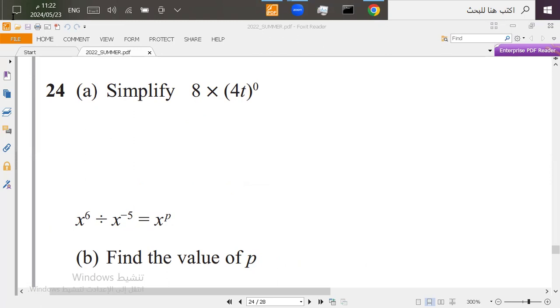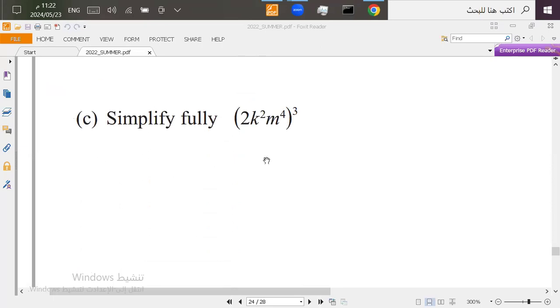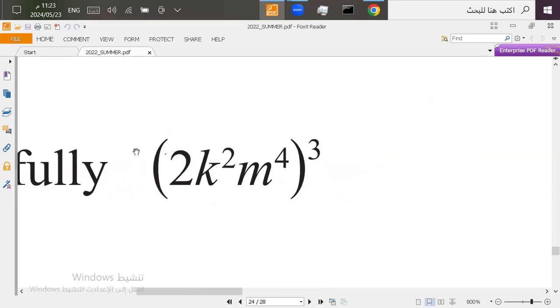Yeah, 24. P is done. Simplify this. Now, because all of them are multiplied, I'm going to take the power. Let me zoom in so you can see the idea. This is very important. If you have something inside a bracket and all of them are multiplied and they are raised to a power, you have to take the power and distribute it here. So it's going to be here, multiplied here, and multiplied here.